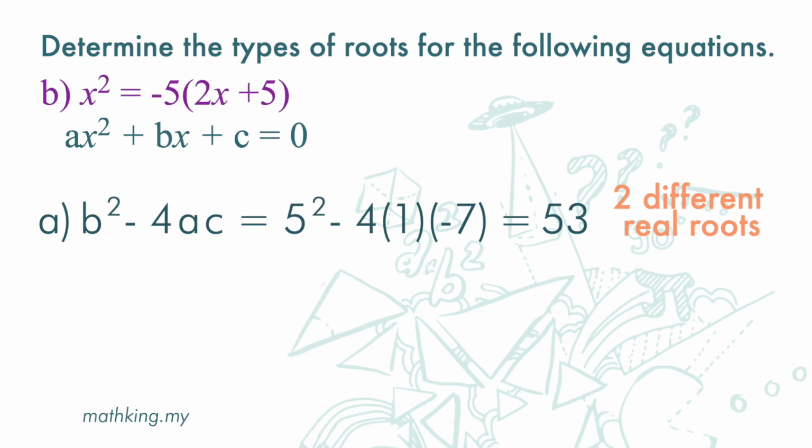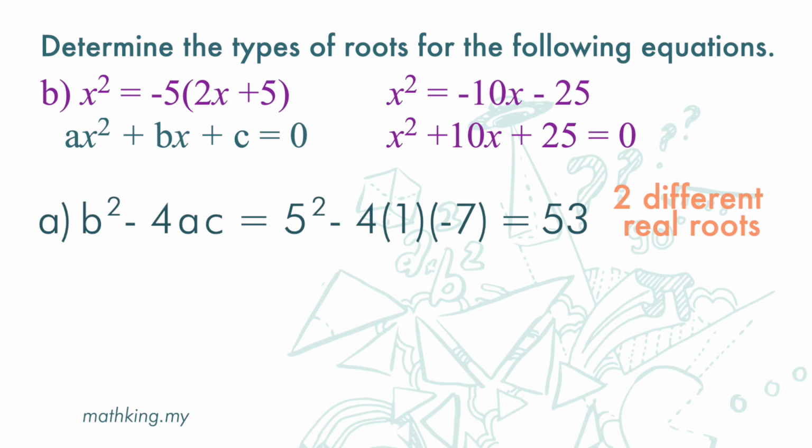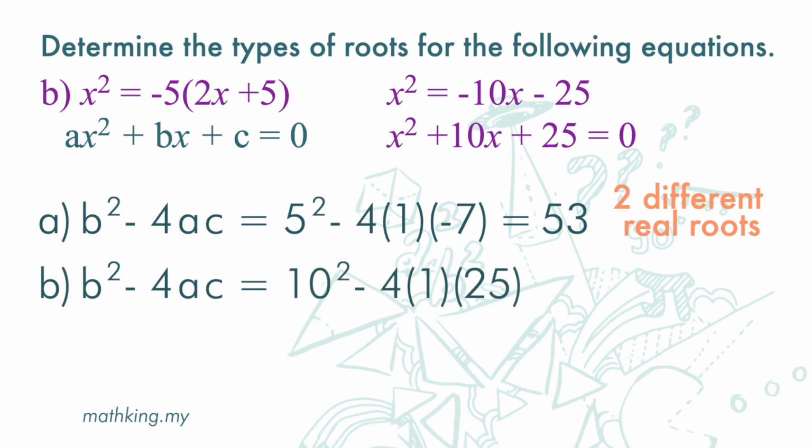For this equation, first we are going to expand the right hand side and move it to the left hand side to get the general form. A is 1, b is 10, and c is 25. We plug the numbers into the discriminant, and we get 0. So this equation has two equal roots, or one root.